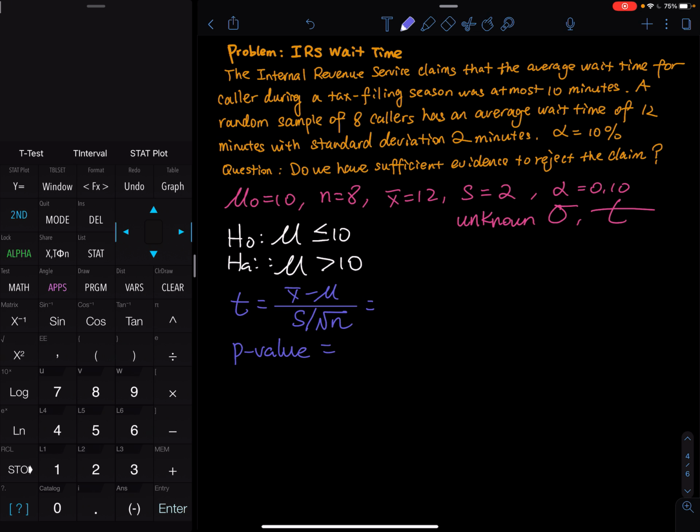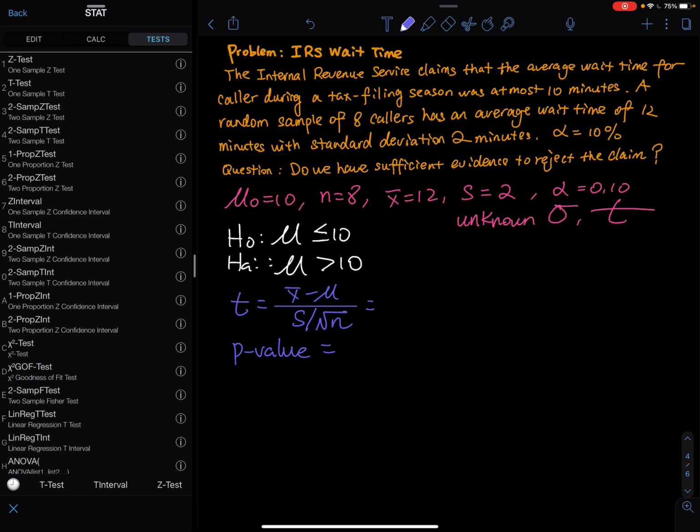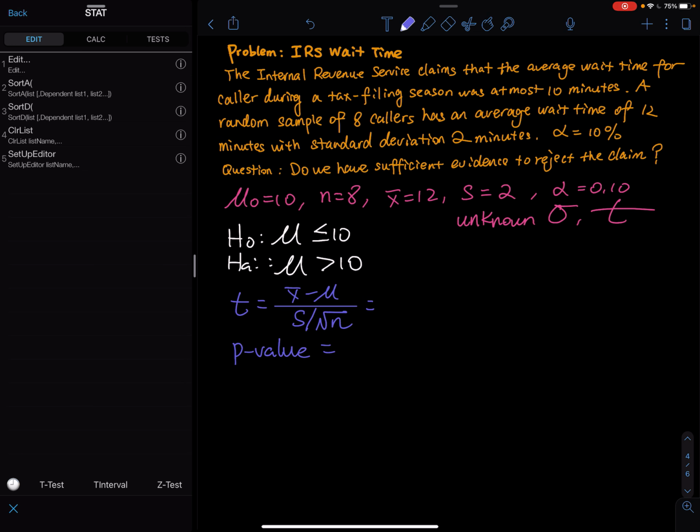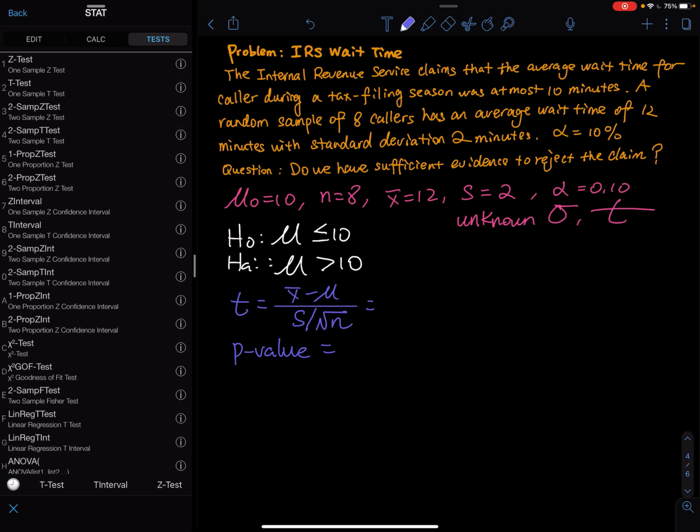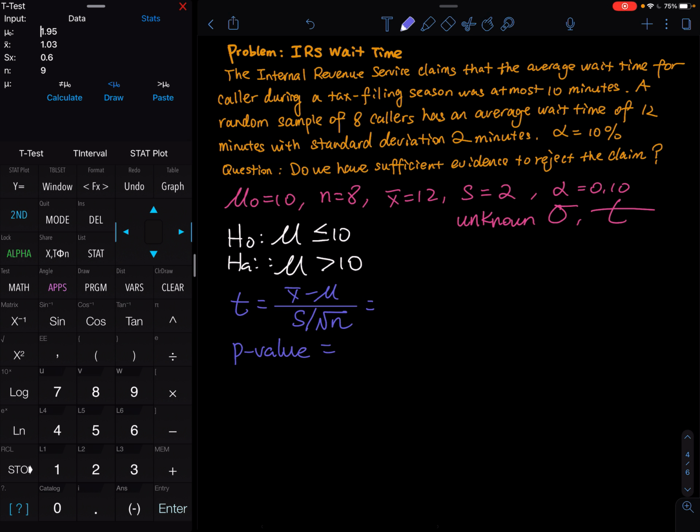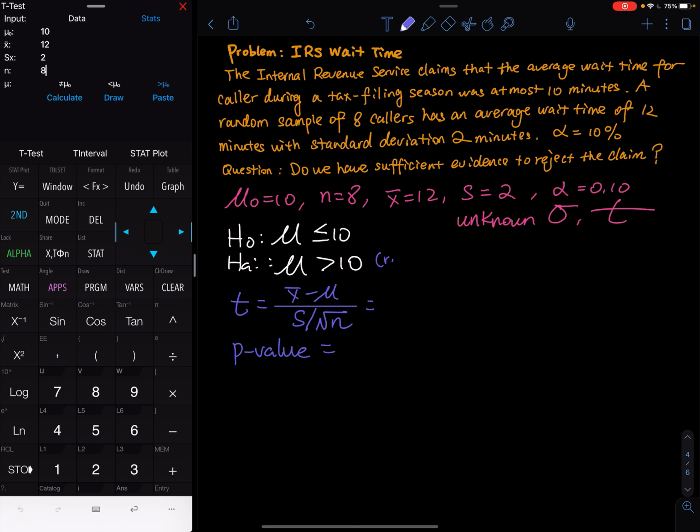Okay, let's calculate this. So we go to stat, and then we go to edit, we just see edit first, and then you go to test, and then you do the t-test. And then since there is no data, we select the stats option. Mu naught is equal to 10, so we write 10. And then x bar is equal to 12. And then sample standard deviation is 2. The sample size is 8. And then what's the symbol for HA? That is a greater than. So this symbol determines the p-value. Greater than means it is a right-sided test. So this is a right-sided test.